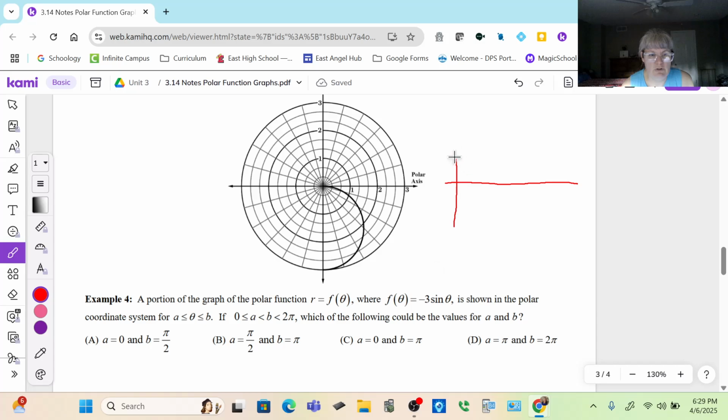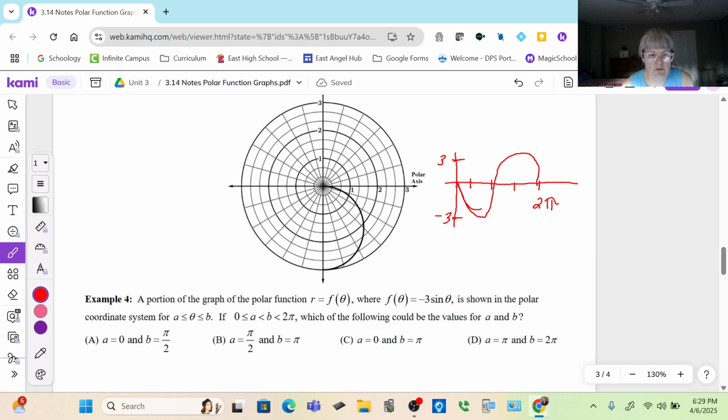So negative 3 means I'm going to have an amplitude of 3. I don't have any vertical shifting. Negative, however, means that it will be starting by decreasing and then increasing. So here's 2 pi because my period here, because it's just theta, is going to be 2 pi. So my graph is going to look something along these lines.